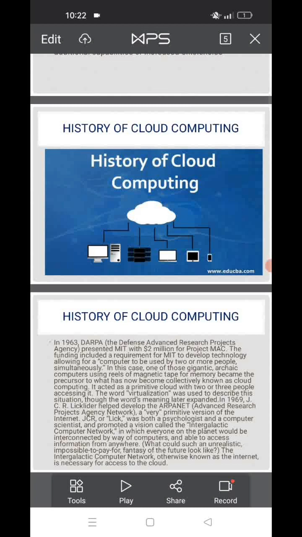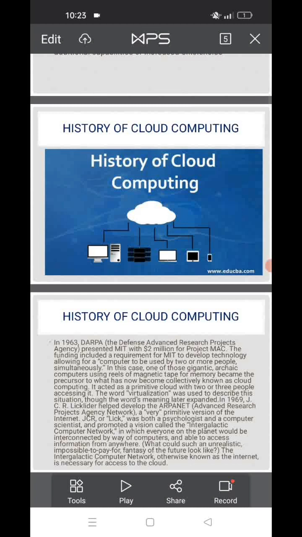The word virtualization was used to describe the situation, though the word's meaning later expanded. In 1969, J.C.R. Licklider helped develop the ARPANET, the Advanced Research Projects Agency Network, a very primitive version of the Internet. J.C.R., or Lick, was both a psychologist and computer scientist and promoted a vision called the Intergalactic Computer Network, in which everyone on the planet would be interconnected by way of computers and able to access information from anywhere.